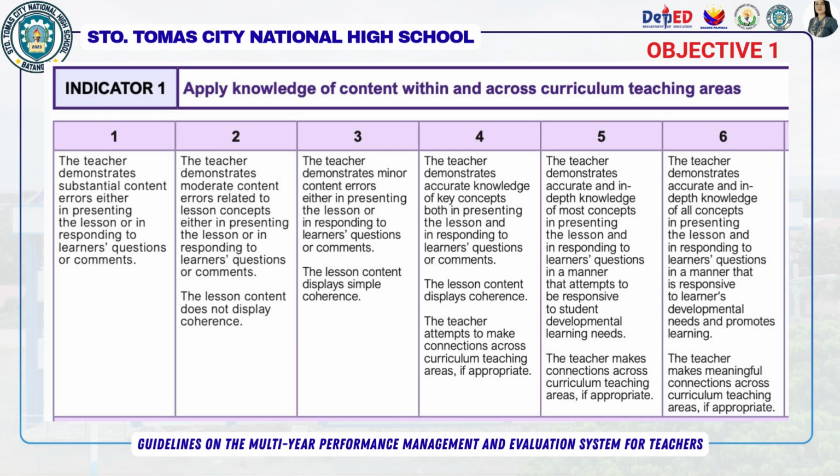Objective 1 assesses your content mastery. The goal is Level 5 or 6, demonstrating accurate and in-depth knowledge of concepts and making meaningful connections across curriculum teaching areas to meet the learner needs. Avoid Level 1 substantial errors.